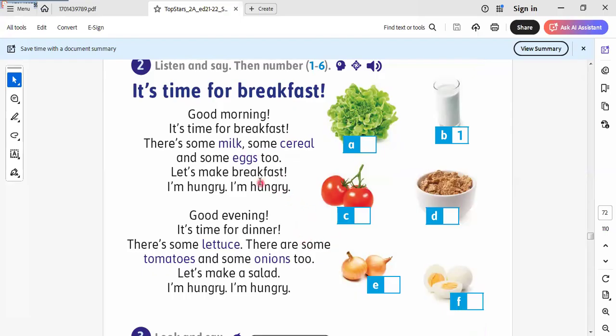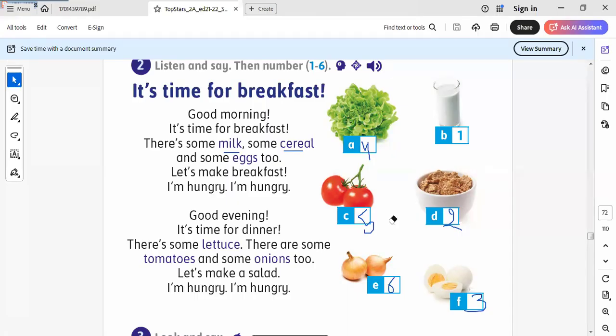Okay. So which picture here is milk? This one. Cereal, which one is cereal here? This one is cereal, so I put number 2. Eggs will be here, number 3. Lettuce is number 4. Tomatoes are number 5, and 6 is onion. So here we know the words in this box.